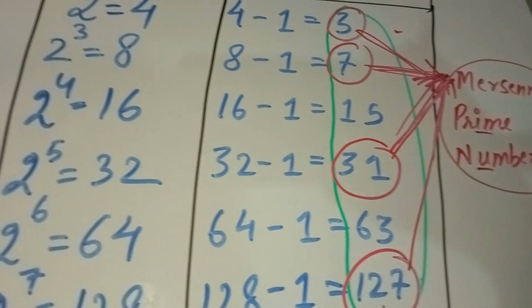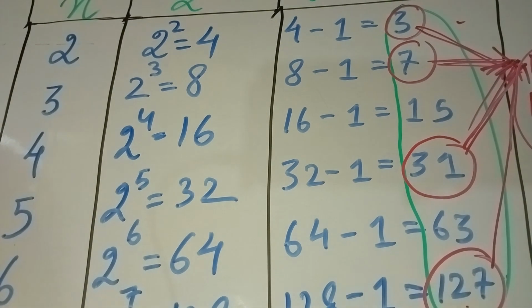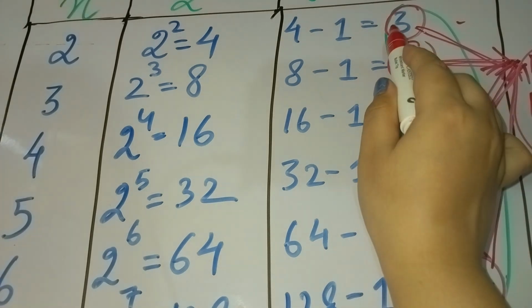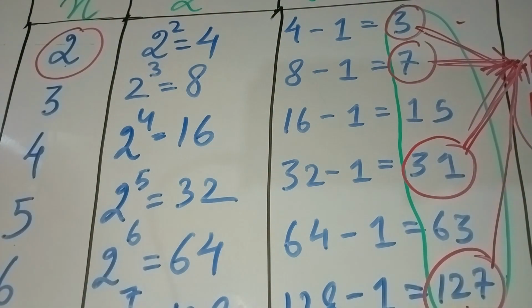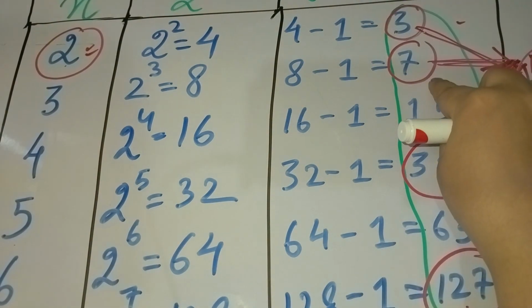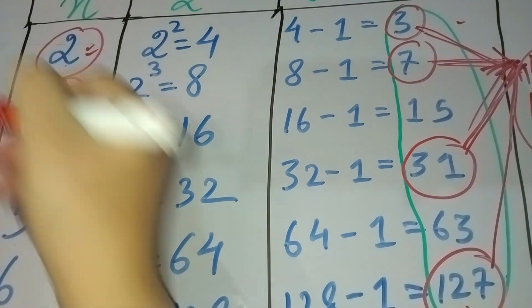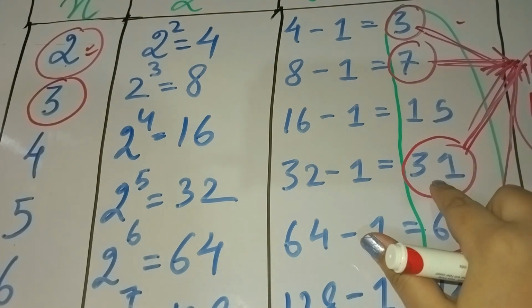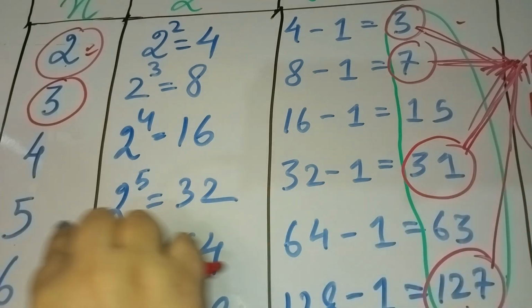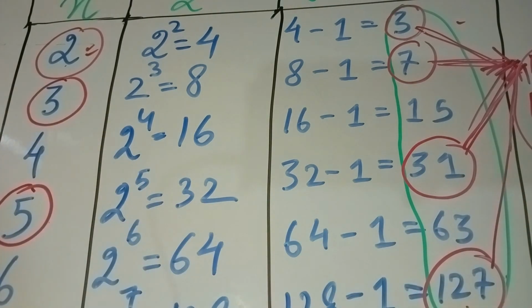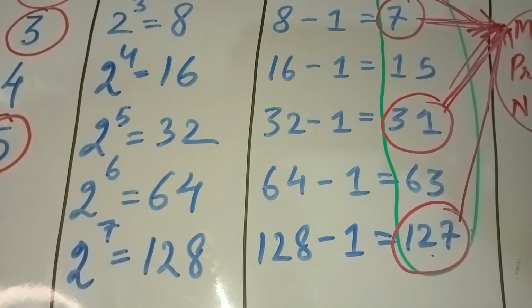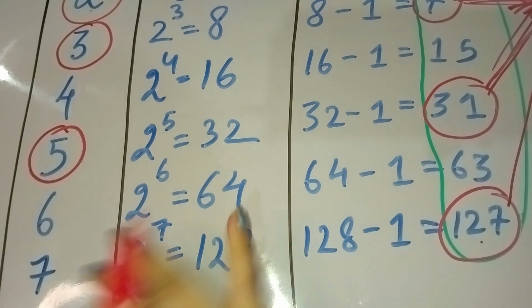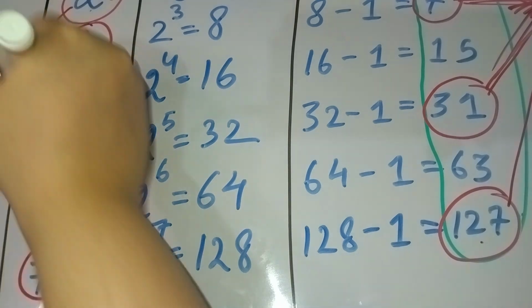Now again, let's observe something more. 3 is a Mersenne prime number and the corresponding value of n, that is 2, is also a prime number. The second Mersenne prime number is 7. You can see the corresponding value of n is 3 and 3 is also a prime number. Now 31 is a Mersenne prime number and the corresponding value of n is 5, which is also a prime number. Now see 127. 127 is a Mersenne prime number and the corresponding value of n is 7, and 7 is also a prime number.